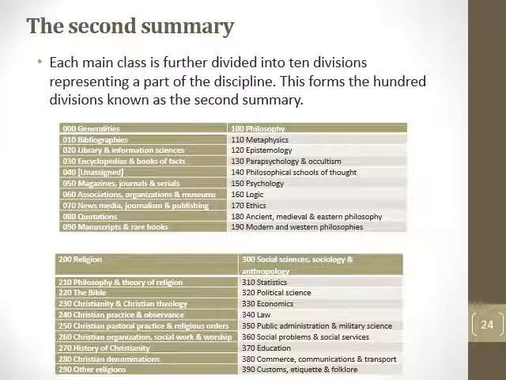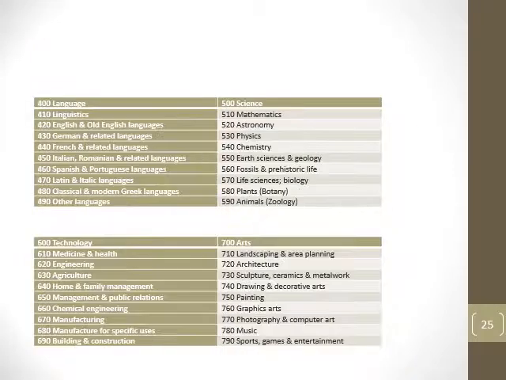The same thing applies in the class of philosophy, that is 100: 110 is metaphysics, 120 is epistemology, 130 parapsychology and occultism, 140 philosophical schools of thought, 150 psychology, 160 logic, 170 ethics, 180 ancient, medieval and eastern philosophy, and 190, which is the last, modern and western philosophies. In the class of religion, it is also further subdivided from 210 to 290. In the class of social sciences, it is further divided from 310 to 390.